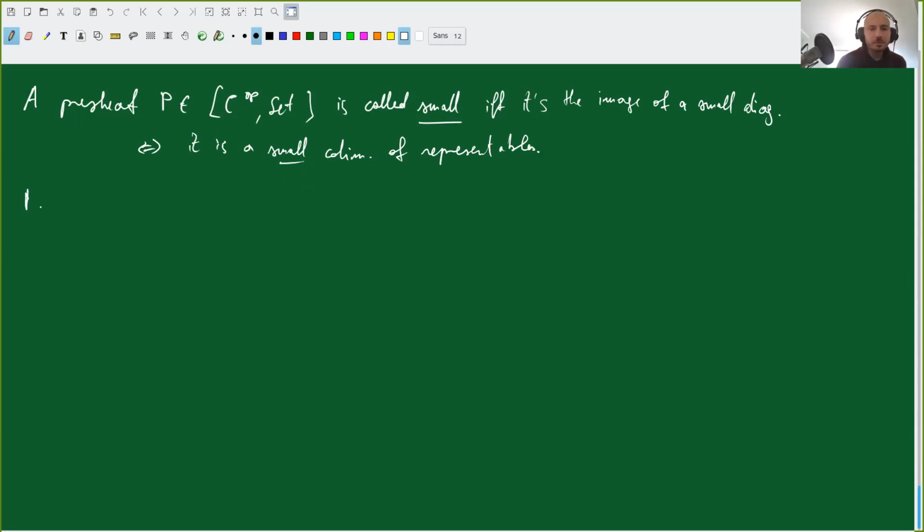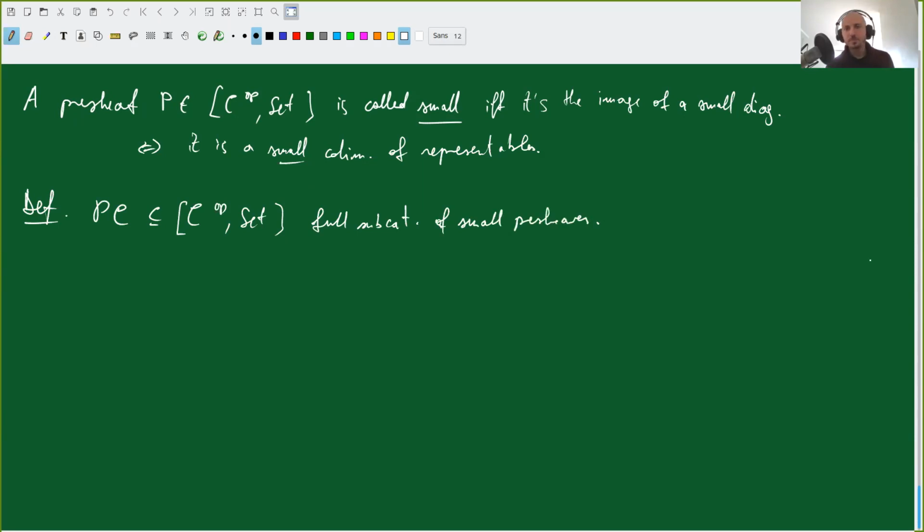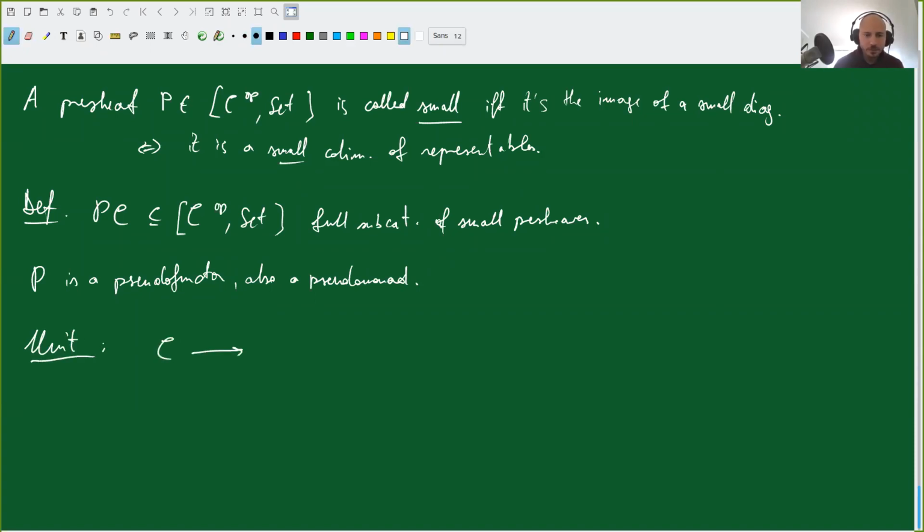So define PC to be the full subcategory of the category of presheaves whose presheaves are small. And this again forms a monad. So P is a monad, but this time it's fully weak. P is first of all a pseudo functor and also a pseudo monad. So let's see. The unit is obviously the unit embedding.